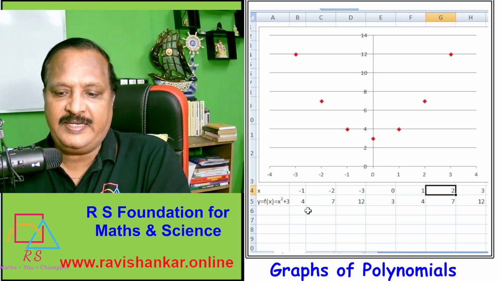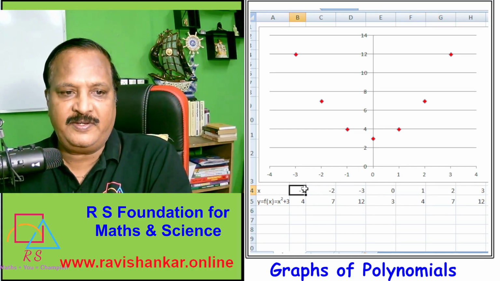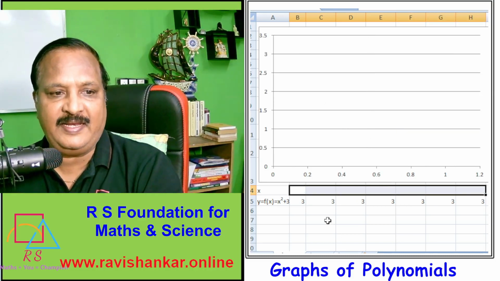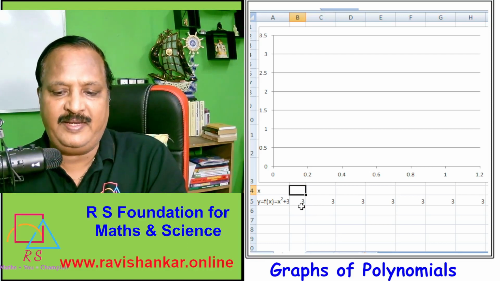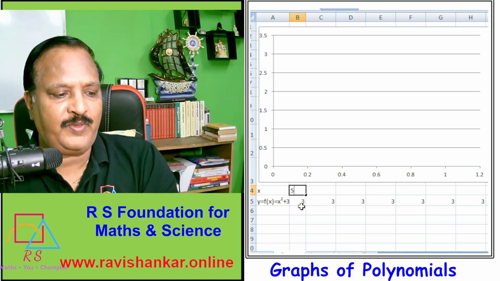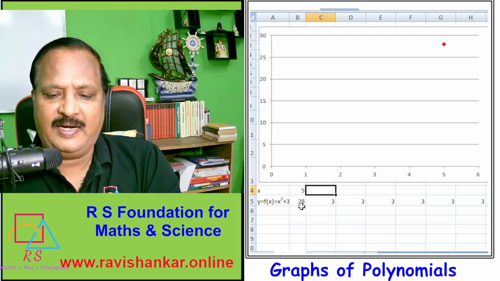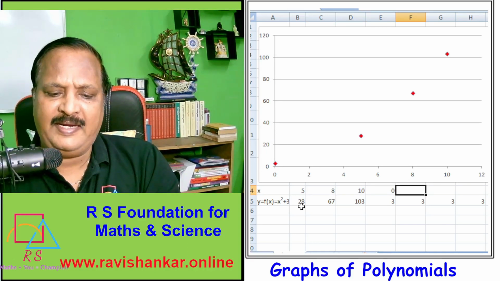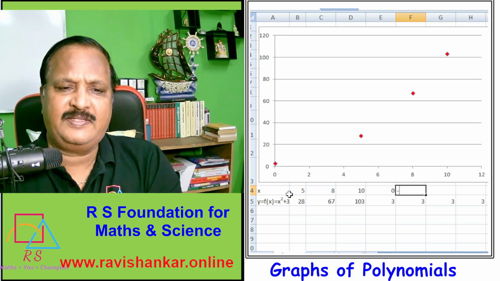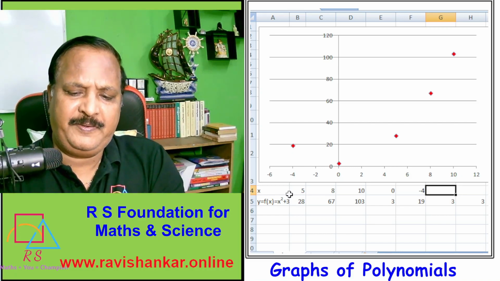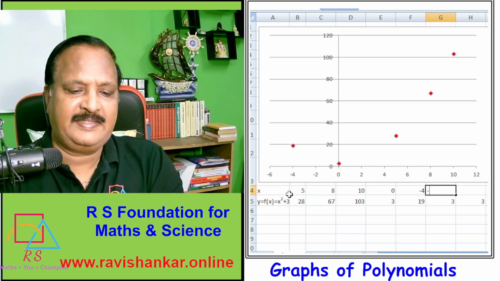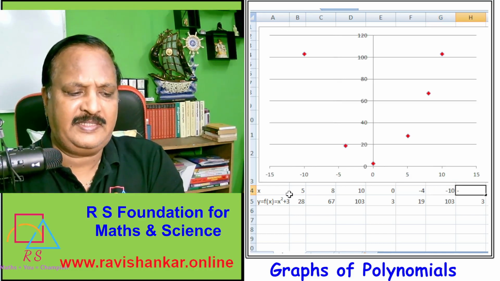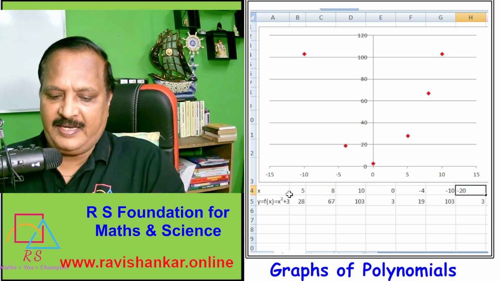If you want, you can change the values, because I have given the formula. I will change the values. Now I am removing all these values. In the first one I will give, let us say, the value 5. Positive values I will give 5, 8, 10 and 0. Minus values also I will give -4, -10 and -20. So I have given you the points.